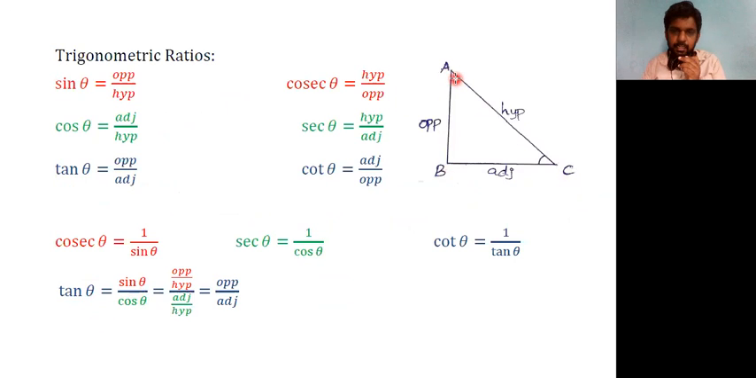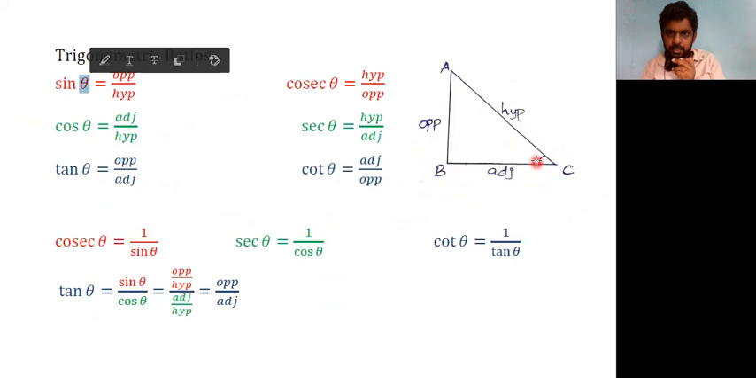Consider this right-angled triangle ABC, right-angled at B. So AC will be the hypotenuse, which is the longer side of the triangle and opposite to angle 90 degrees. So let this angle C be theta. This is theta. I have missed it in the diagram. So let this angle be theta.